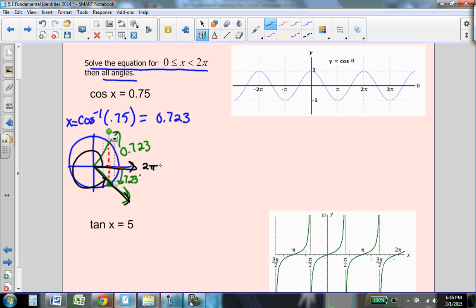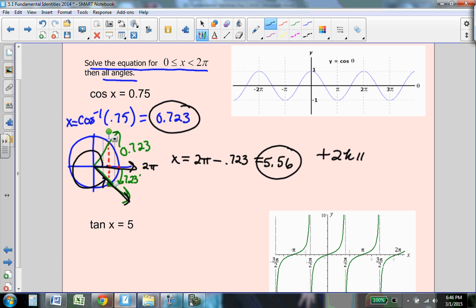This, of course, would be 2 pi. So another solution that we have is to take 2 pi and back it up, or subtract off the 0.723 radians that we have for the angle in the first quadrant, and that will leave us with 5.56. So there are my two solutions, 0.723 and 5.56. Those are for 0 to 2 pi. And then for all angles, again, you're simply going to add plus 2k pi, where k has to be an integer.